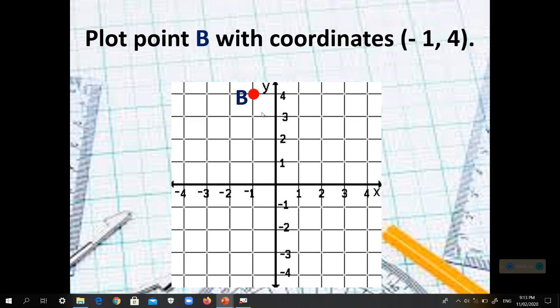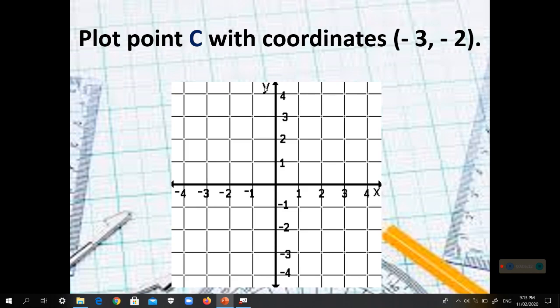Okay. Next, let's have point C with coordinates -3, -2. Since it is negative, you are going to locate that point in the third quadrant, negative, negative. So we have here -3, and then we have here -2. So the point of intersection of -3 and -2 is this one. So this is the place of point C.